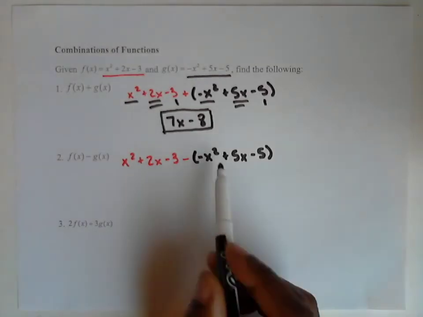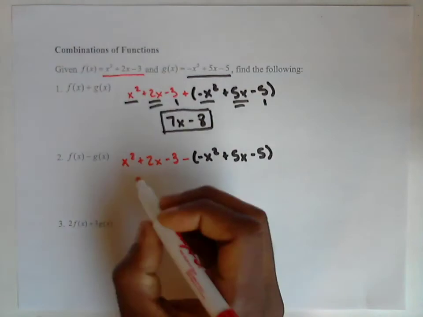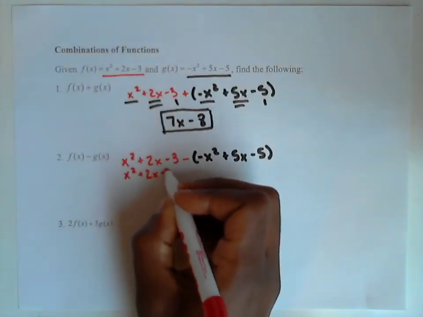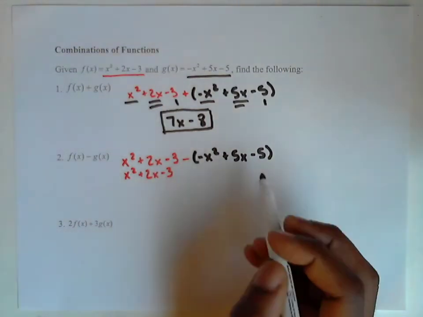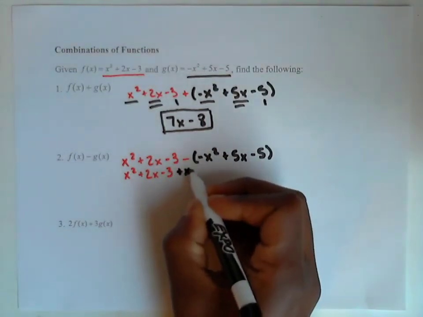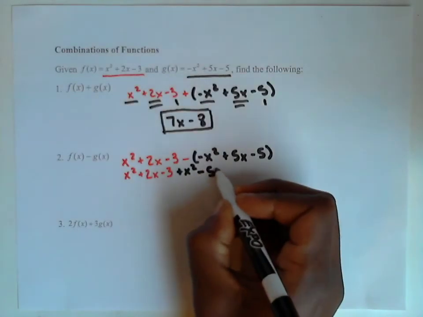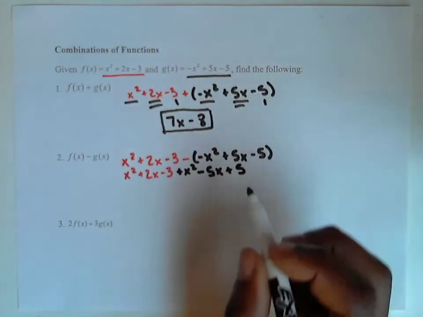To do that, I'll distribute my negative. So I'll bring my f of x down because that's not affected by anything yet. And then I have a negative x squared, so that's going to be a plus x squared. I've got a negative 5x, so minus 5x. And I've got a negative 5, so that's plus 5.